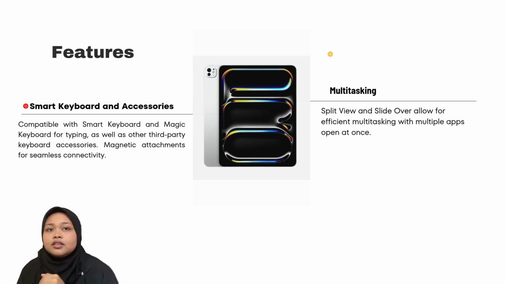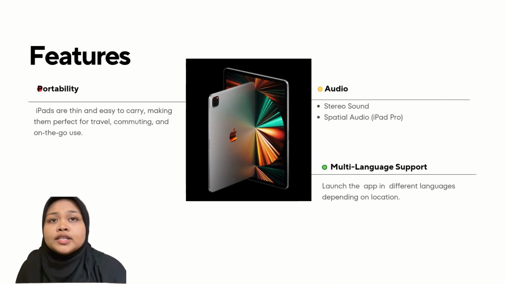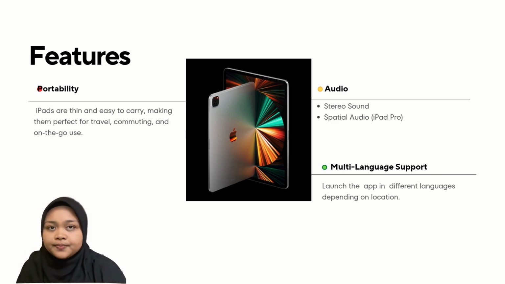The second is multitasking. The iPad Pro can split view and slide over, allowing efficient multitasking with multiple apps open at once. Another feature of the iPad Pro is portability. The user can easily bring the iPad everywhere because the iPad is very thin and easy to carry, making it perfect for travel, commuting, and on-the-go users. The iPad is available in a range of sizes from 8.3 inches for the iPad mini to 12.9 inches for the iPad Pro, so the iPad caters to different user needs.